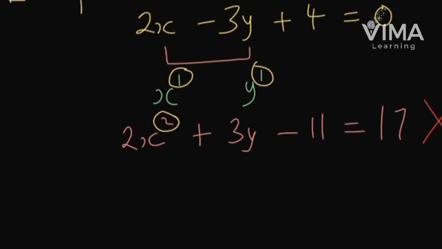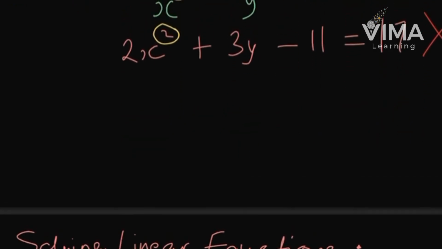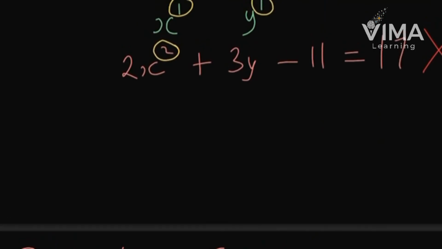Linear equations produce straight line graphs, and that's where the name linear equations comes from, because when you plot the graph of a linear equation, you will have a straight line on it.